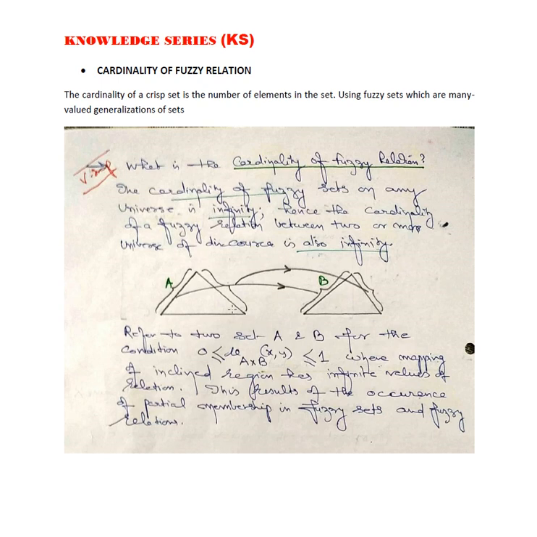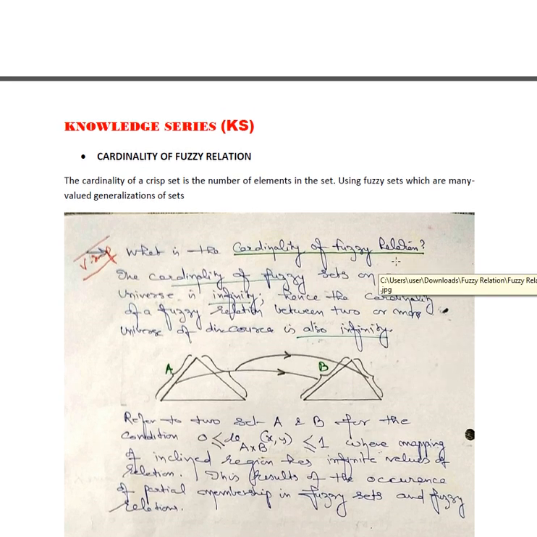Now here, given two sets A and B with the condition 0 less than or equal to mu A cross B (x, y) less than or equal to 1, that is what is being shown over here. If this is a relation, and if you put it as a dot, it becomes a composition, where the mapping of the inclined region has an infinite value of relation. This results from the occurrence of partial membership in the fuzzy set and fuzzy relation. So that's how the cardinality also shows the infinite value. With this I conclude the discussions with respect to compositions.